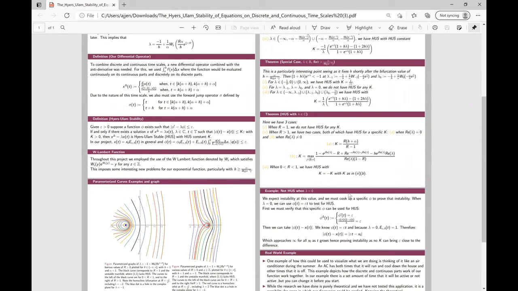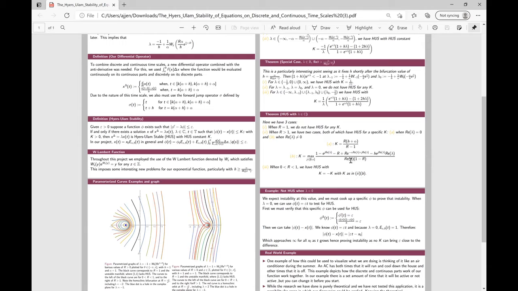So then we wanted to move on from the real numbers and examine Hyers-Ulam stability in the complex numbers. For that, we found that there were 3 general cases. So first, when we have r equal to 1, we do not have any Hyers-Ulam stability for any k.